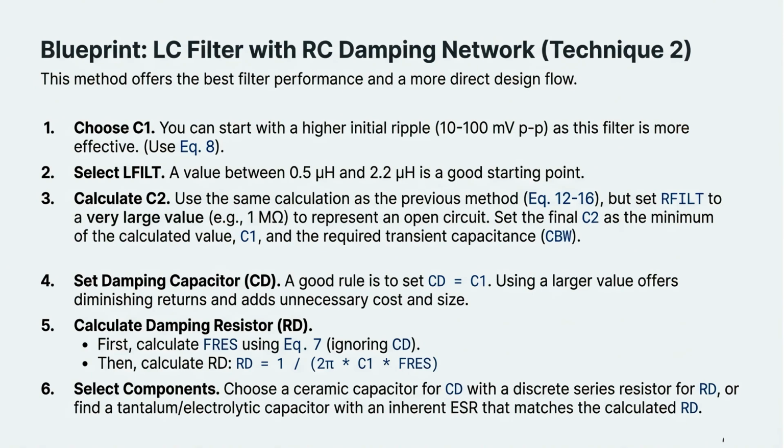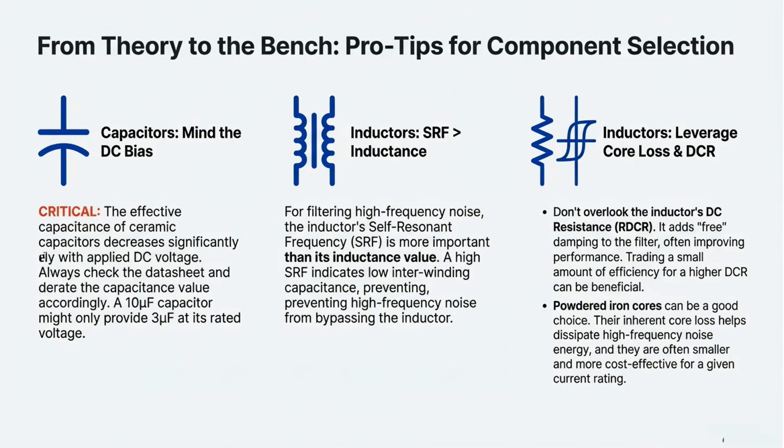The steps include selecting C1 and LFILT, calculating C2, and then setting and calculating the damping components, CD and RD. For component selection, remember that the effective capacitance of ceramic capacitors decreases with applied DC voltage.